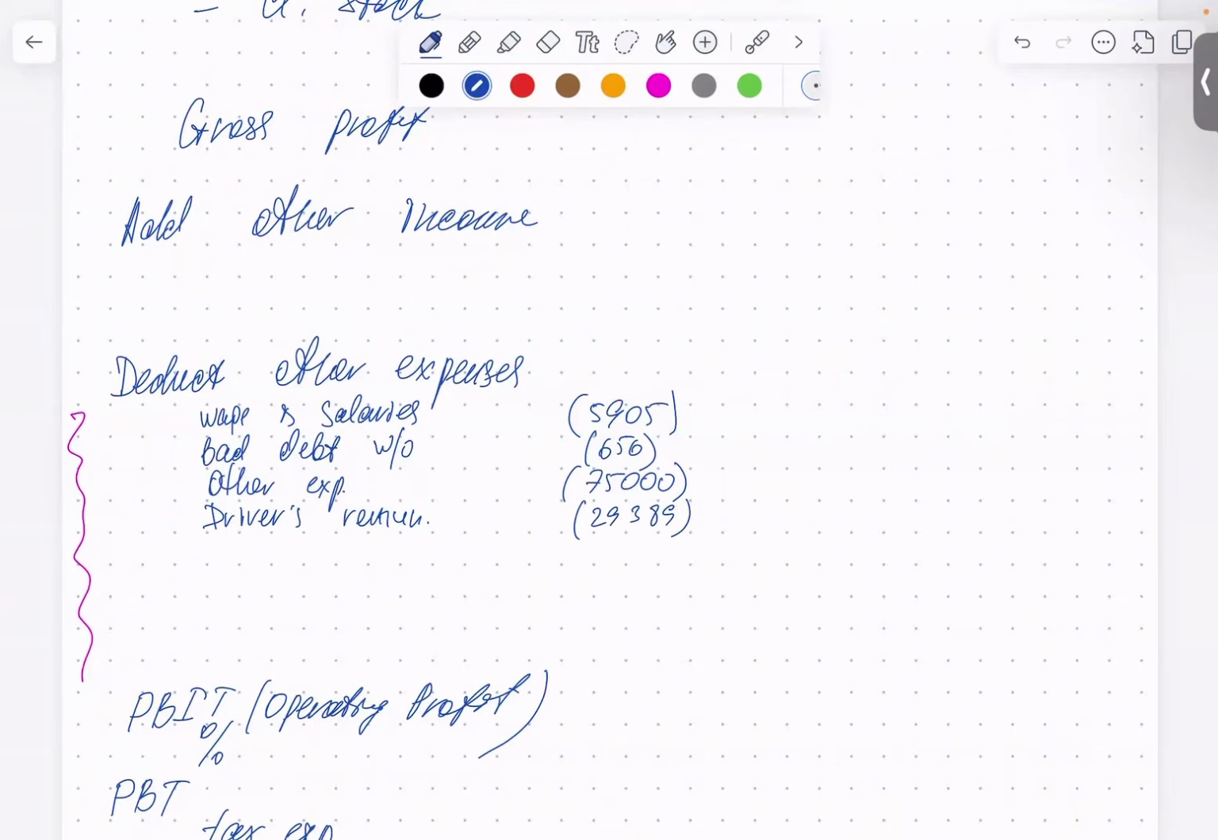Then we can see driver insurance. Again, it would be an expense for sure. Insurance would appear here, 15,000. When you see something with a debit balance, be sure it would be either expense or an asset. And insurance, I think it's an expense, so I would put it in income statement.